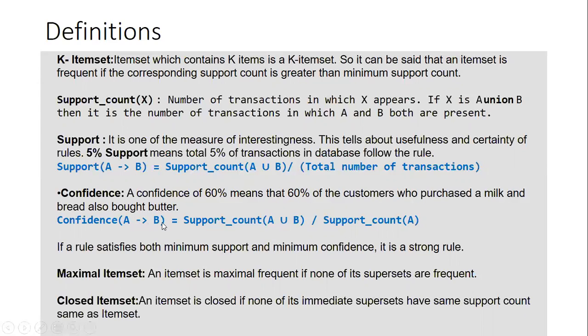So confidence of A tends to B, this is the rule, A and B are the items, is the support count of A and B, that is A union B, all divided by the support of A. That means for the customers who purchase milk and bread, there is a 60% chance out of 100 that they also purchase the butter. There is a 60% percentage of the customers who buy these items.